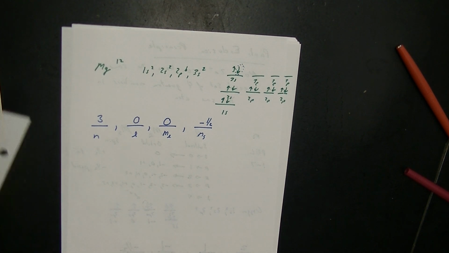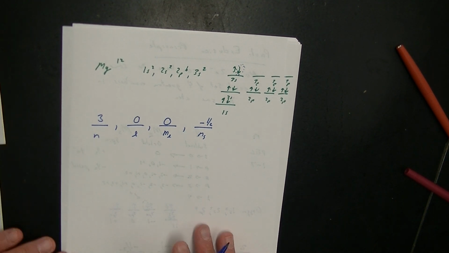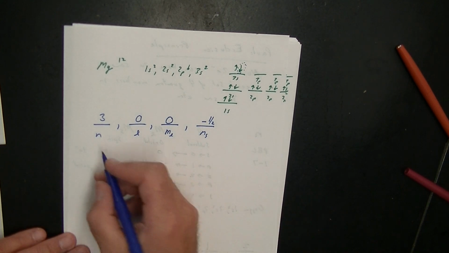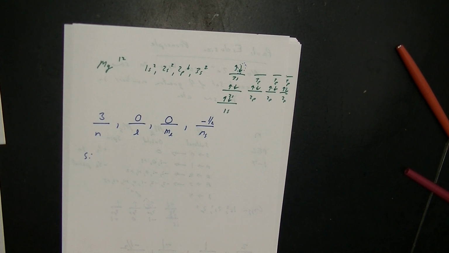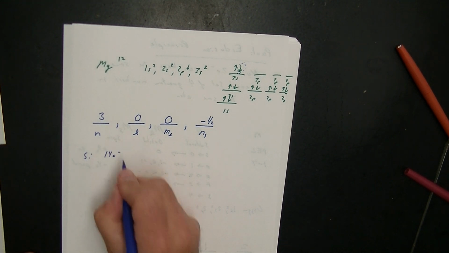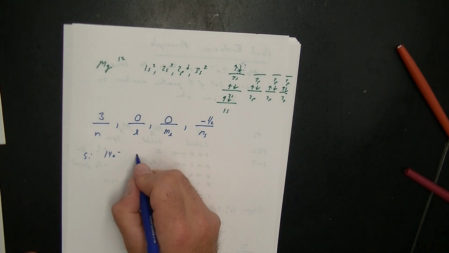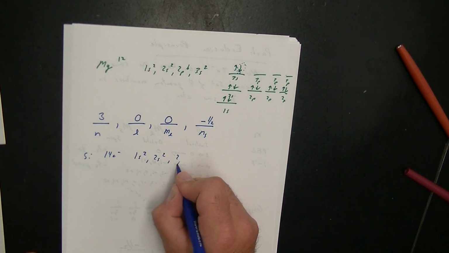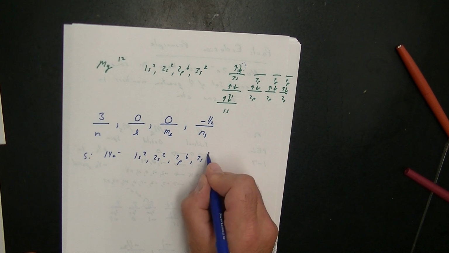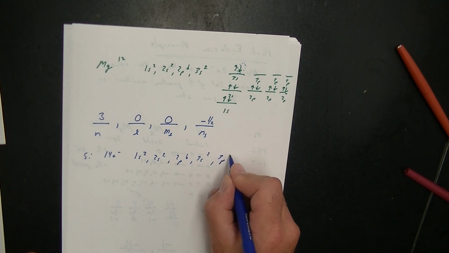Let's try something a little bit harder. Let's try silicon. It has 14 electrons, and its electron configuration is 1s2, 2s2, 2p6, 3s2, 3p2.